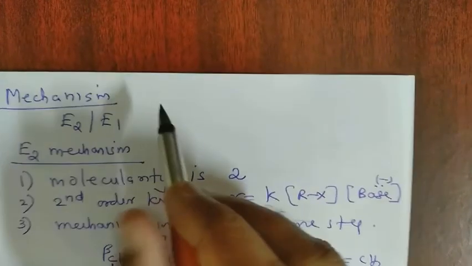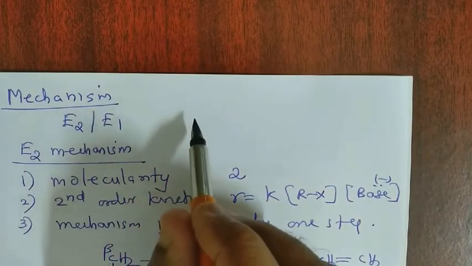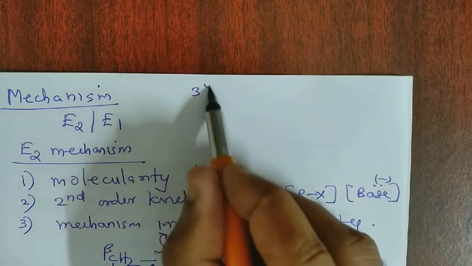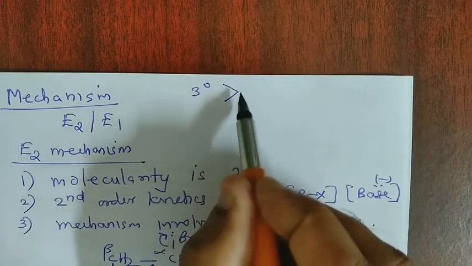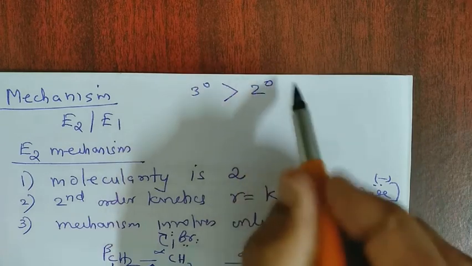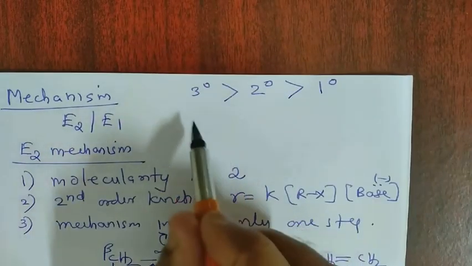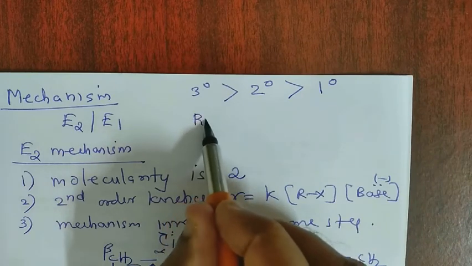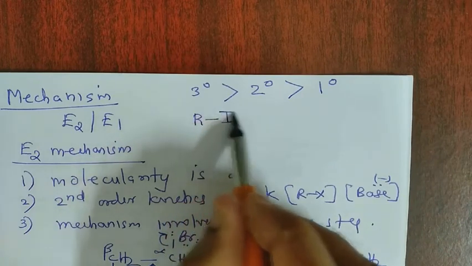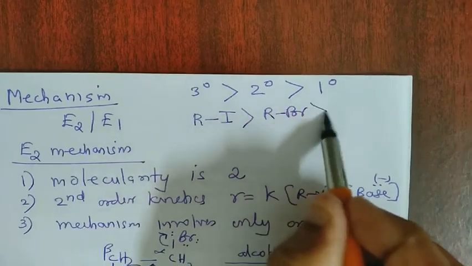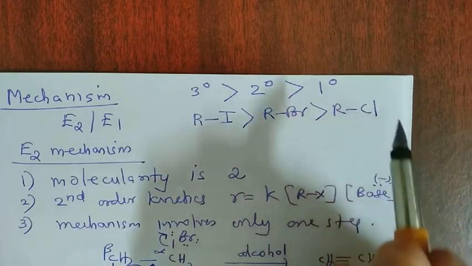The relative order of dehydrohalogenation of alkyl halides follows: tertiary alkyl halides are most reactive, followed by secondary, then primary. If alkyl group is identical, alkyl iodides are most reactive, followed by alkyl bromide, then alkyl chloride.